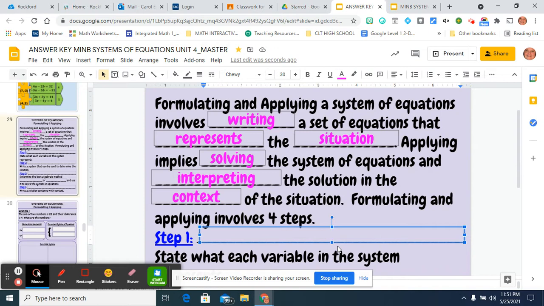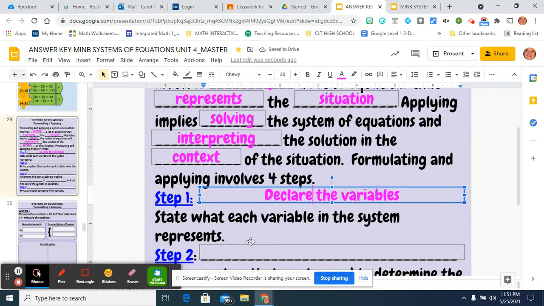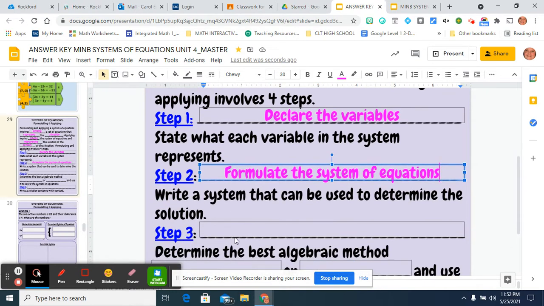So step 1 is going to be declare the variables. Usually we're going to use X and Y, but you can use really any 2 letters that you want to. But on the pages, I just used X and Y. Declaring the variables means you're going to say what each one of them is going to represent in the problem. Step 2 is going to be formulate the system of equations. When we formulate it, we're going to write a system that can be used to determine the solution.